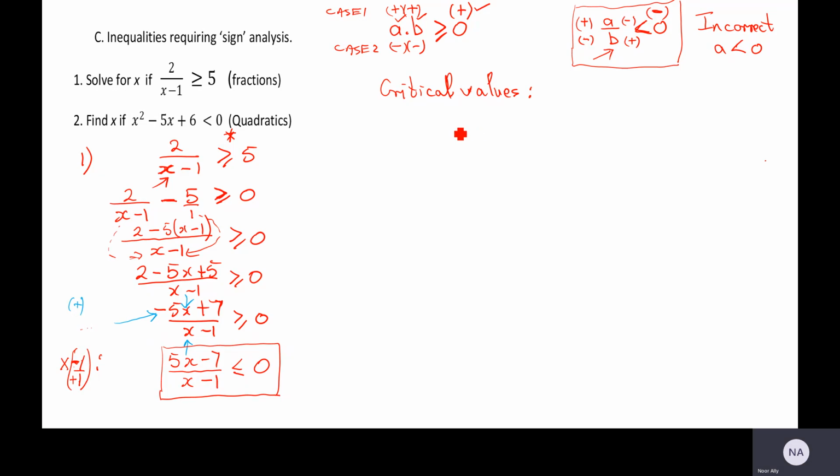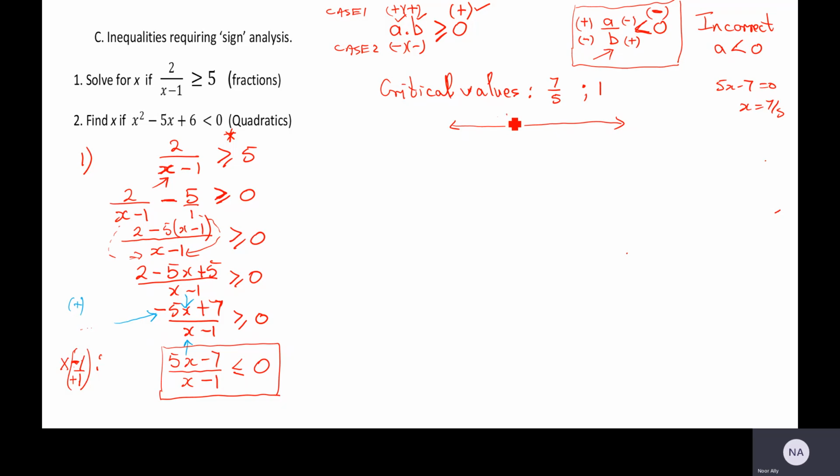I prefer doing a number line. What I do is draw a number line. I look at the denominator, which is x minus 1, and I find the critical value of x minus 1 by setting it equal to 0, which gives me +1. So my critical values are 1 from the denominator and, from the numerator, 5x minus 7. I'm going to say 5x minus 7 equal to 0. x is equal to 7 over 5. 7 over 5 is my other critical value.